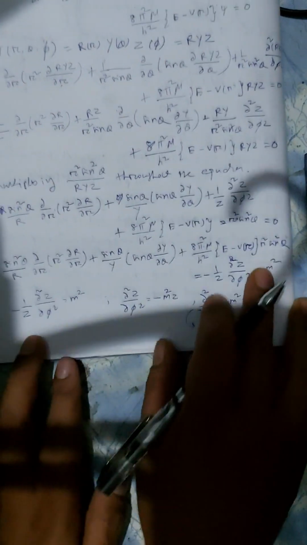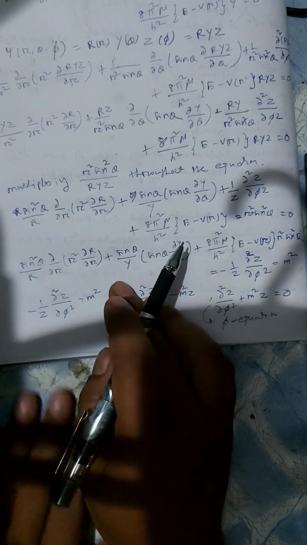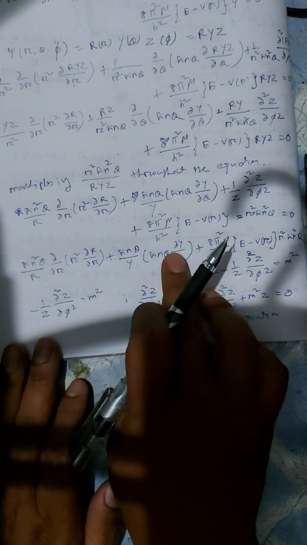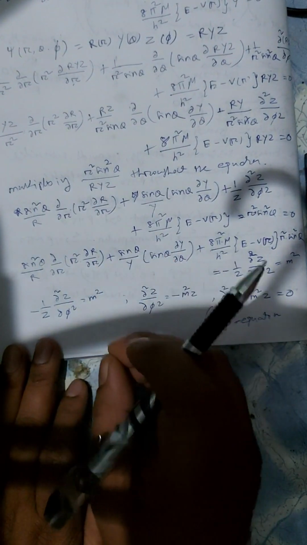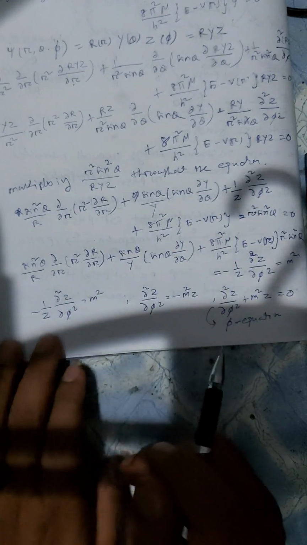Similarly, we have to divide this r and theta equation also. The left hand side is a function of r and theta, so we have to separate it. We separate one theta equation, another is the r equation.